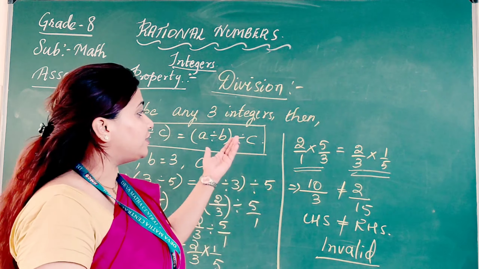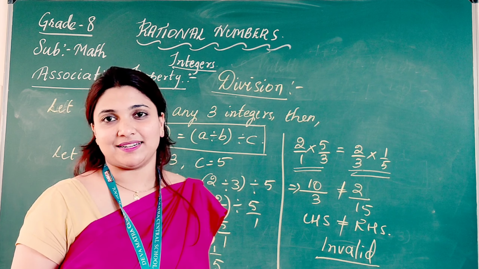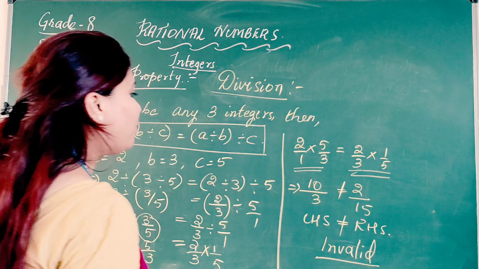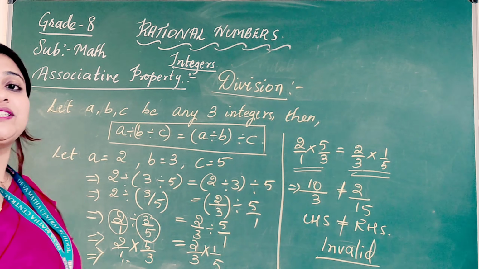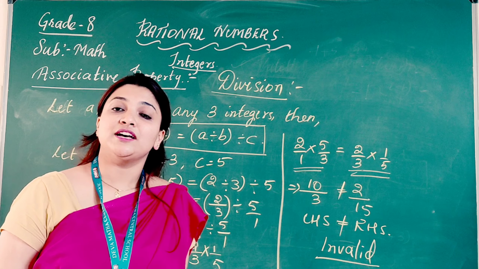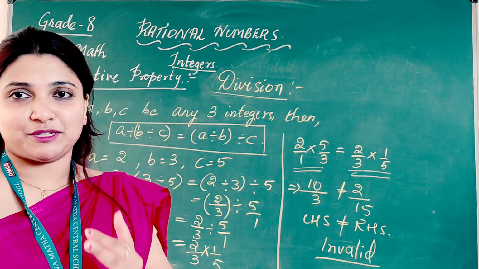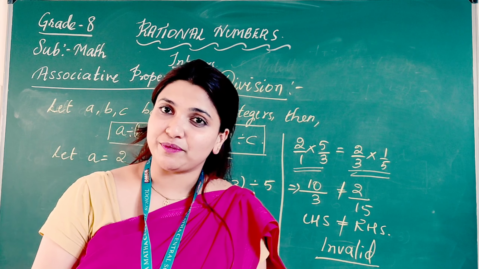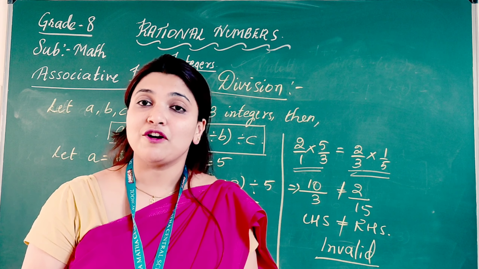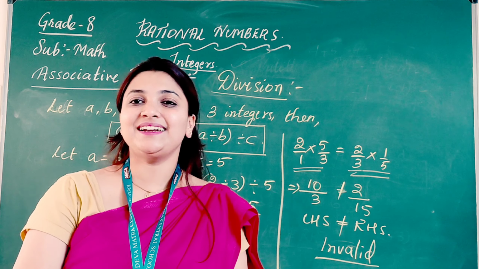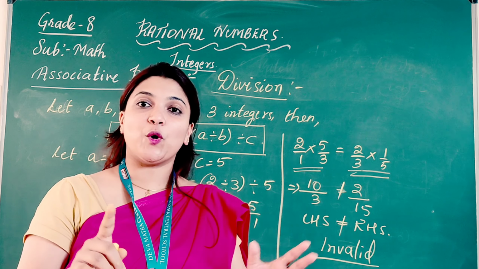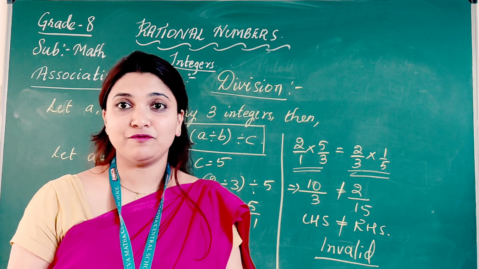Associative property for subtraction is invalid. Associative property for division is also invalid. Clear, children? So therefore we conclude by saying associative property is only valid for addition and multiplication, but not valid for division and subtraction. Clear? I hope this concept is clear for integers.